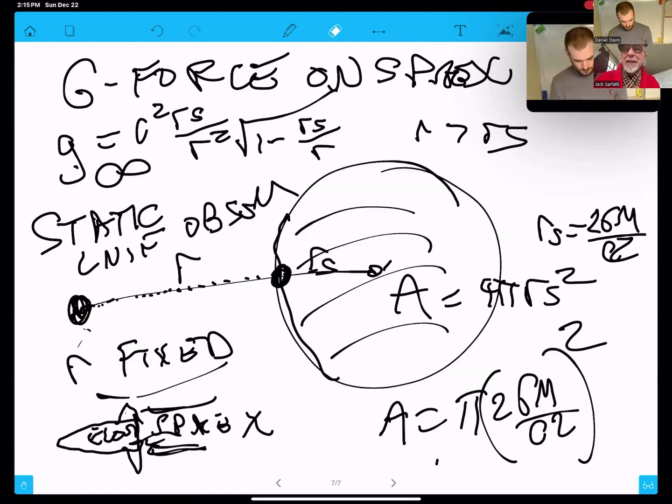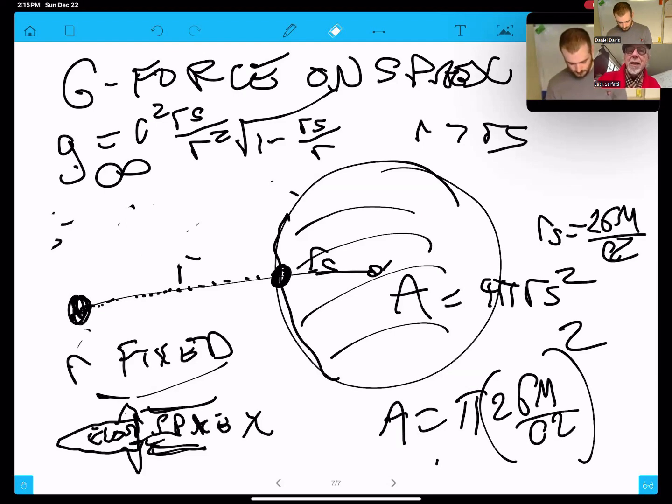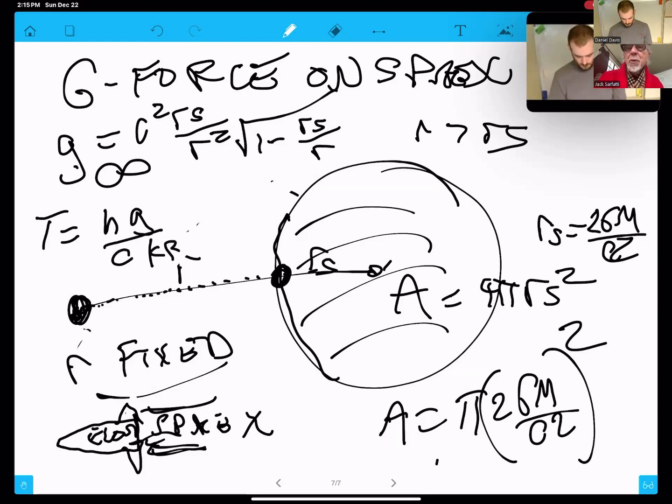This is classical. There's also quantum mechanics. The quantum mechanics is that Elon is going to feel a temperature. He's going to see black body radiation, Hawking radiation. At that point the temperature is ħg over c kB, where kB is Boltzmann's constant. He's going to see actual photons, particles, a plasma, of a temperature, and the temperature gets high.